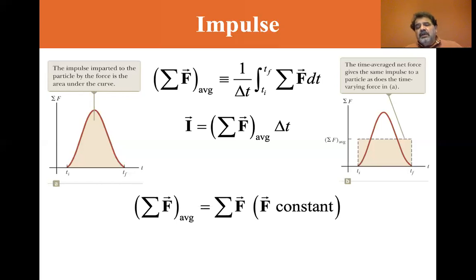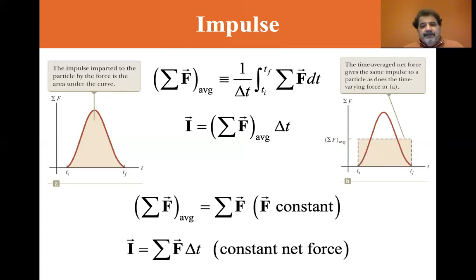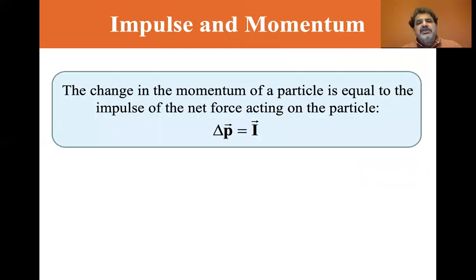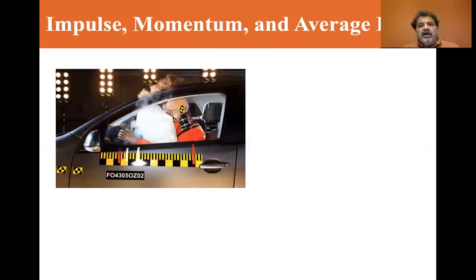So we have F average equal to the sum of the forces, where force is assumed to be a constant. Now, impulse is the sum of the forces times a delta t. Some force times delta t is a constant net force. It gives a constant net force at a particular time. That's impulse. The change in momentum of a particle is equal to the impulse of the net force acting on the particle. Delta P, change in momentum, is equal to the impulse. It is the impulse that causes a change in momentum.